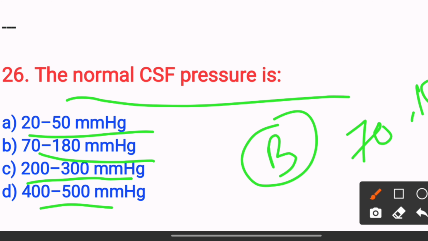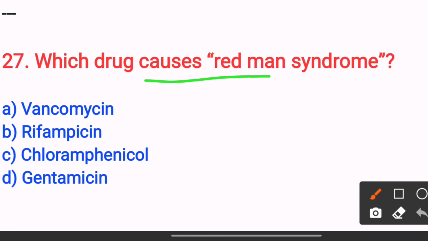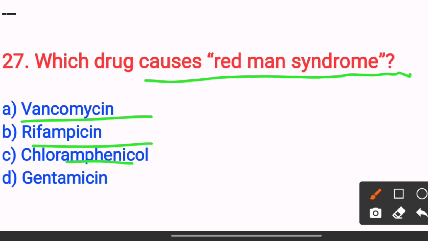Next, which drug causes red man syndrome? Option A vancomycin. Option B rifampicin. Option C chloramphenicol. Option D gentamicin. The answer is option A, vancomycin.